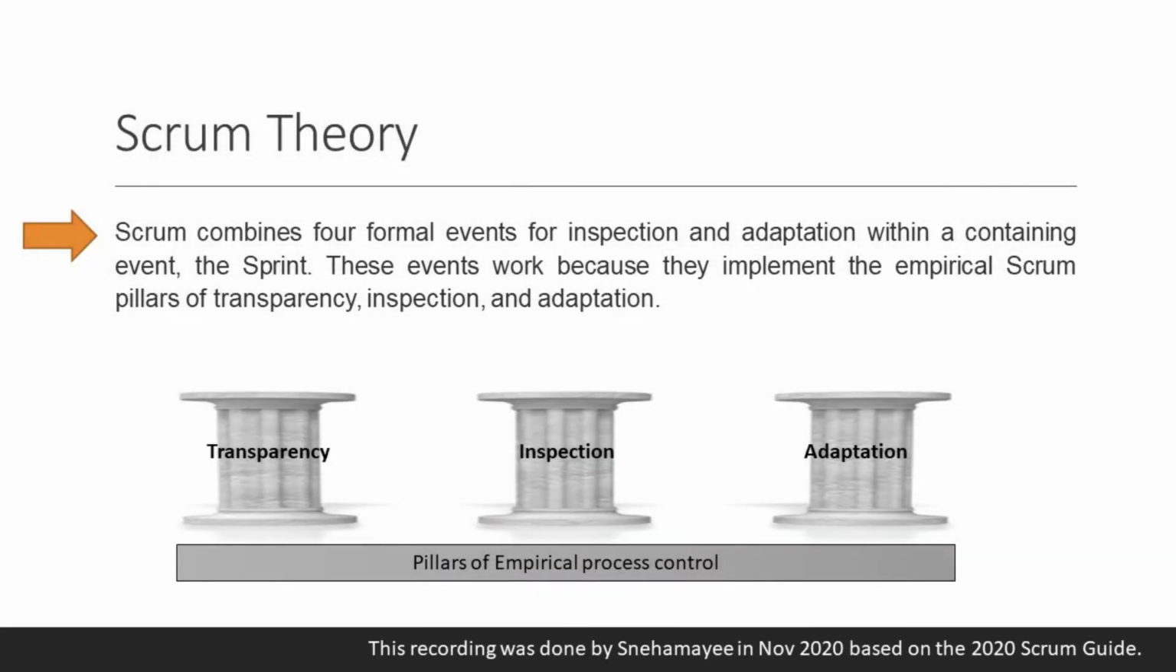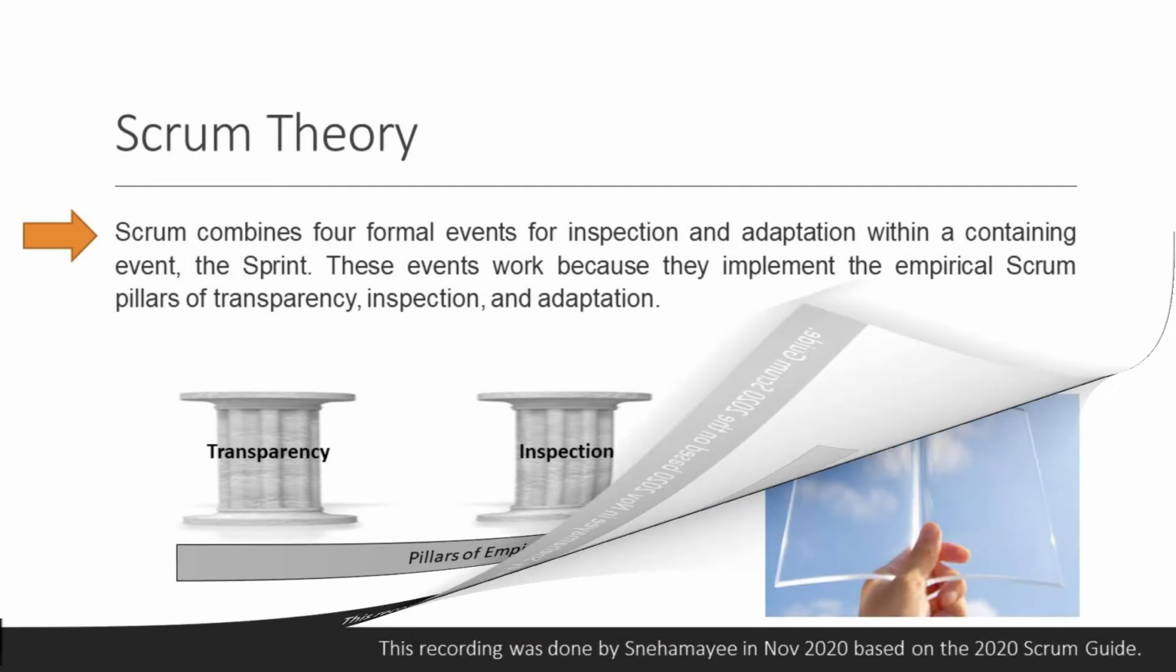Scrum combines four formal events for inspection and adaptation within a containing event, the Sprint. These events work because they implement the empirical Scrum pillars of transparency, inspection, and adaptation.